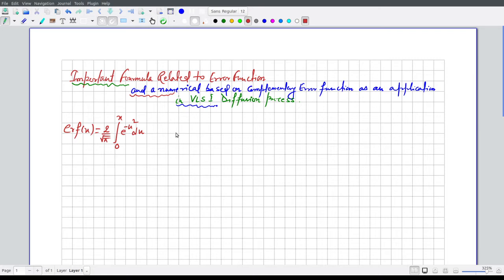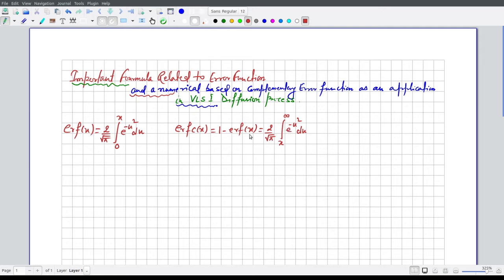Now the complementary error function, the other formula I am writing, which is basically 1 minus erf of x. If we solve this, I have already solved this, it will be 2 by root pi, integral x to infinity of e to the power minus u square du.